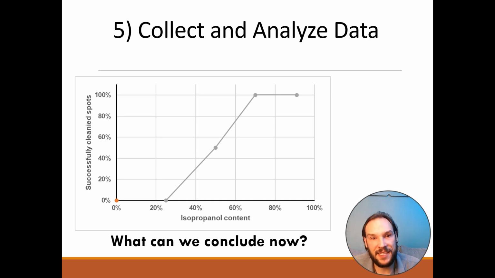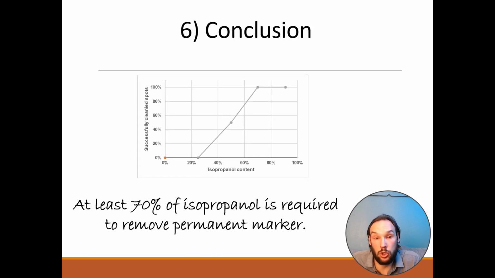And what we see very nicely here is that we have this trend line, and we even have a 50% point at 50% where we have removal half the time. So in this case, we can conclude that at least 70% isopropanol is required to remove permanent marker. Now that we have this conclusion, we have an idea, and we could, for example, now go back and say, well, you said 70%, but we did not measure anything between 50 and 70%. So why don't we just go back and measure 60%? Is that enough? Or 55?